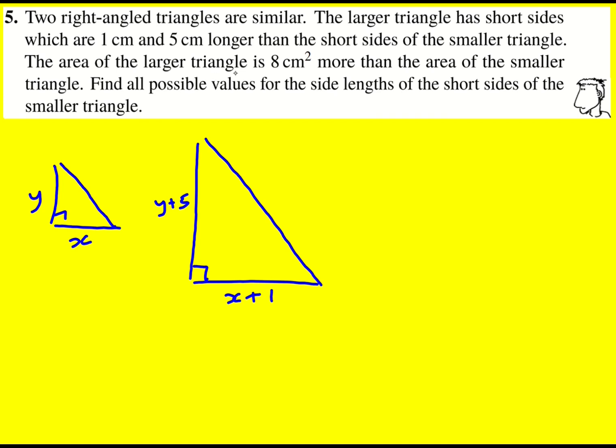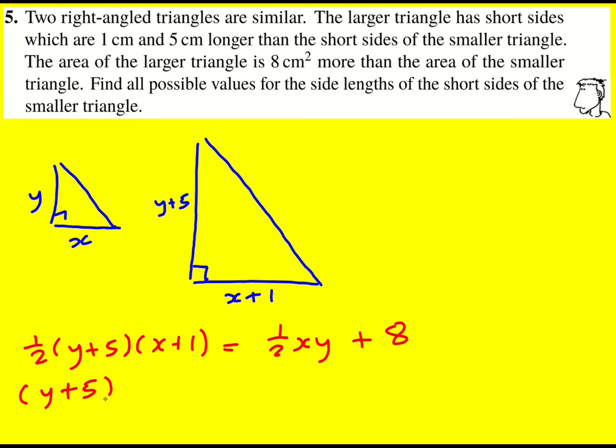Furthermore, the area of the larger triangle is 8 centimeters squared more than the area of the small triangle. So that means that a half times y plus 5 times x plus 1 is going to equal a half times xy. And then because it's 8 more on the left, we need to add 8 to the right-hand side. We can times through by 2 straight away, and we're going to find a relationship between x and y using this.